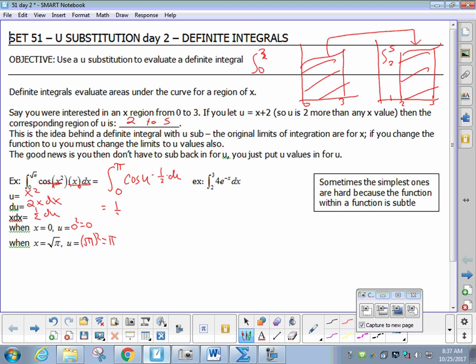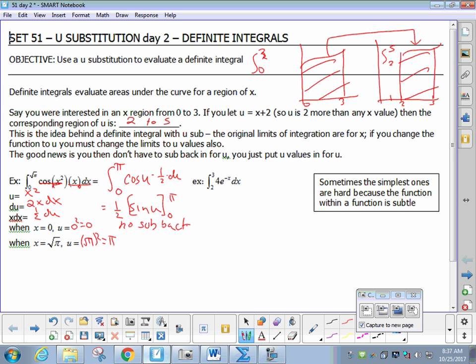The half can be pulled out front. What's the antiderivative of cosine? Sine u. Okay, now here's the second place this is different. Normally on a u-sub problem, I would sub back and put it in x terms, right? That is not the case on definite integrals. I change those limits to be u values, and so I can use them for u. No sub back necessary.